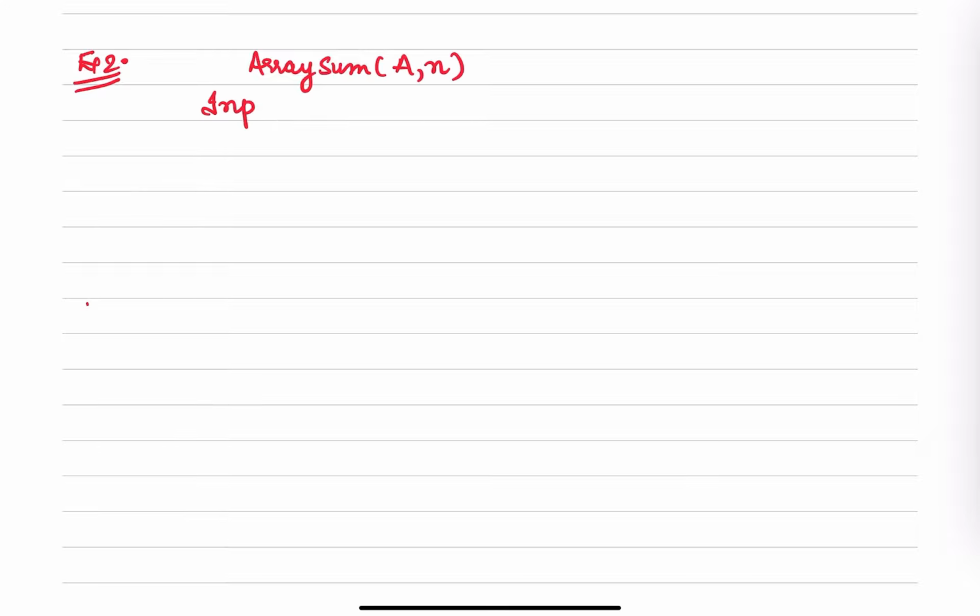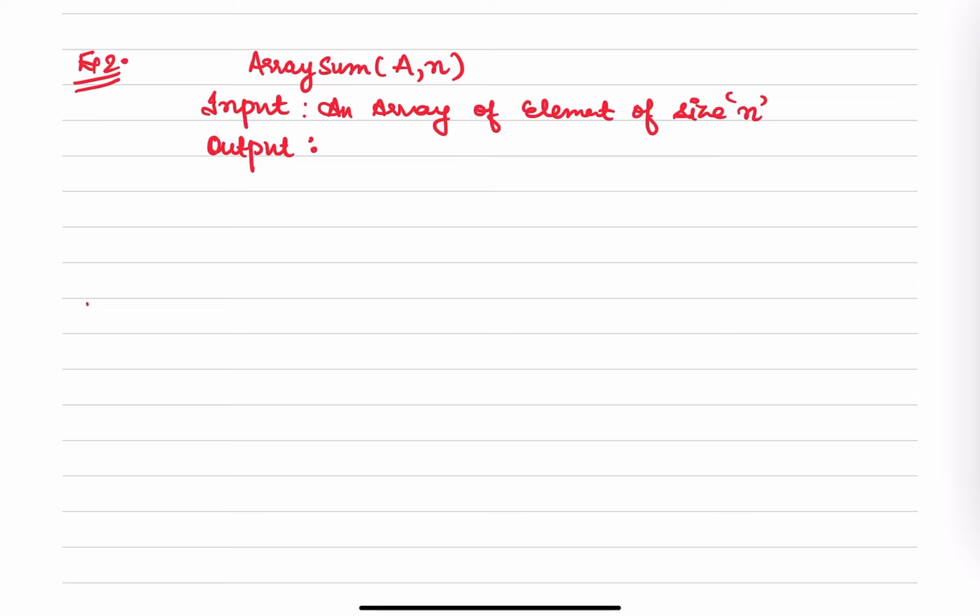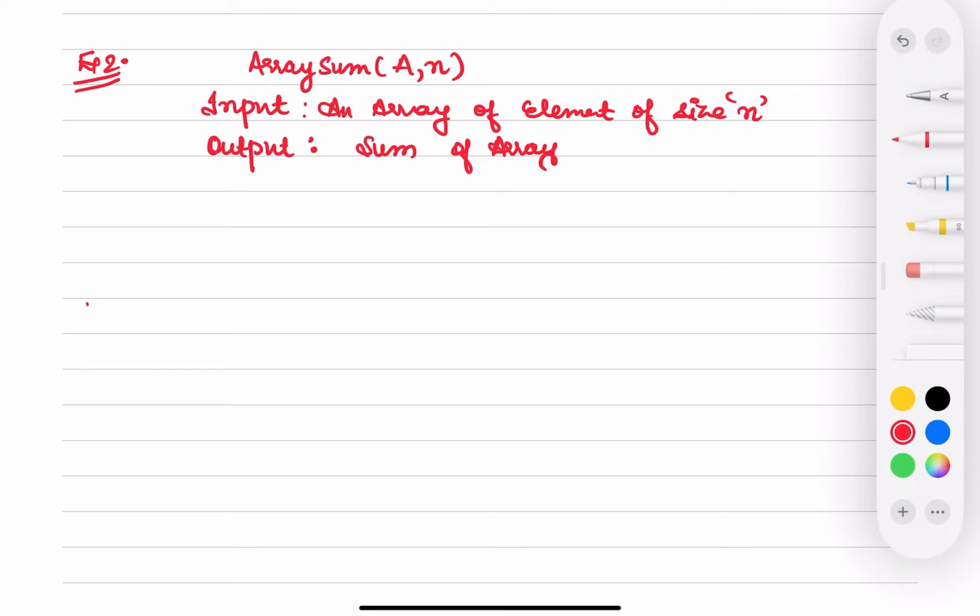To calculate the sum of an array, I need an array, right? An array of elements of size n, let's say. And what else do I need? Output. Your output will be what? The sum of the array, right? Now how you design the algorithm is totally up to you.